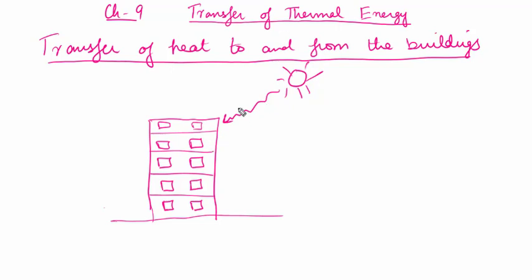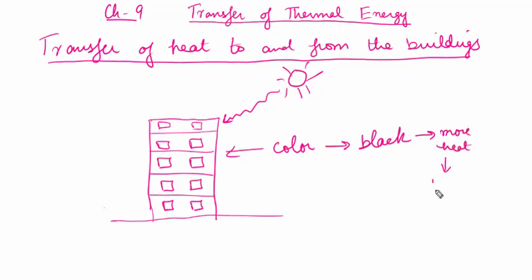Now if the color of the building is black, then it will absorb more heat, and as a result of that, the temperature will become high. If the color of this building is white, then it will absorb less heat, and as a result of that, the temperature of the building will be less. So white is preferable if we do not want more heat to come inside the building.